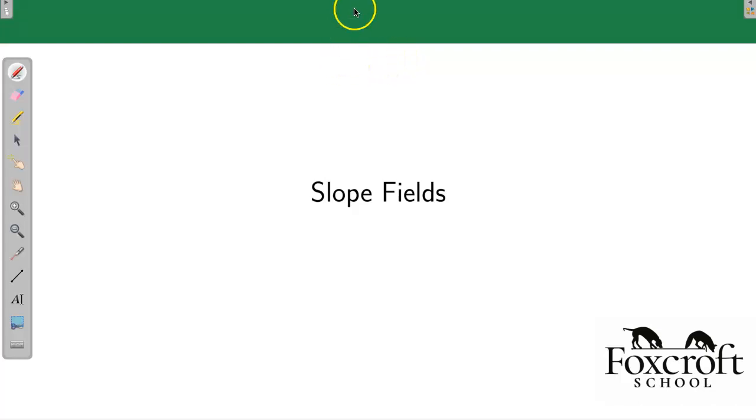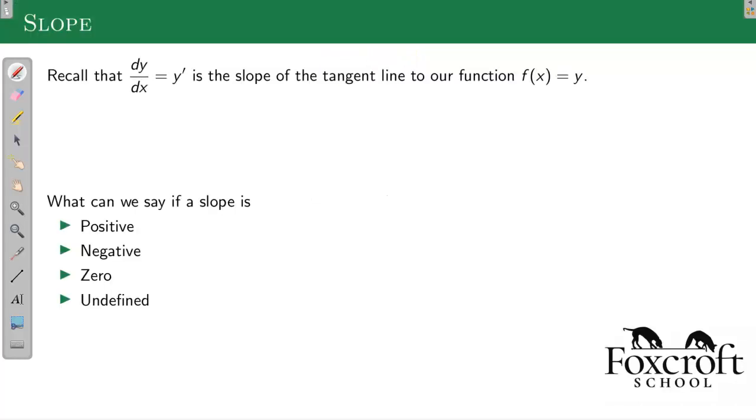In this video, we're going to talk about slope fields. Recall we have this differential equation dy/dx equals y prime. The derivative is just the slope of the tangent line to our original function, and a slope can be positive, negative, 0, or undefined.